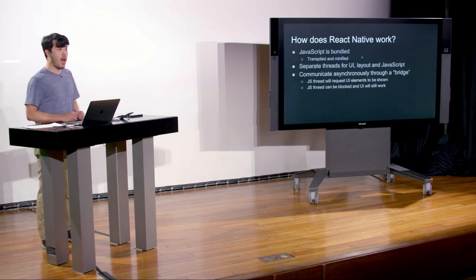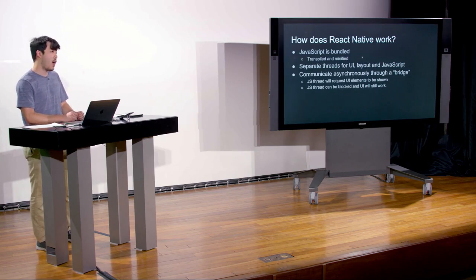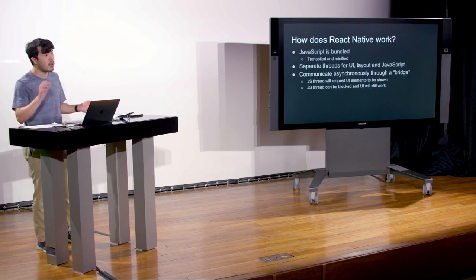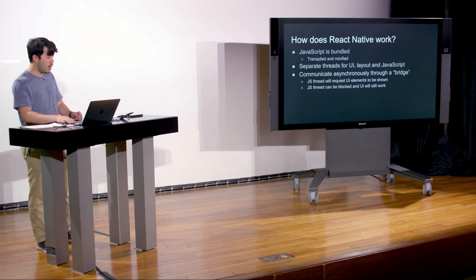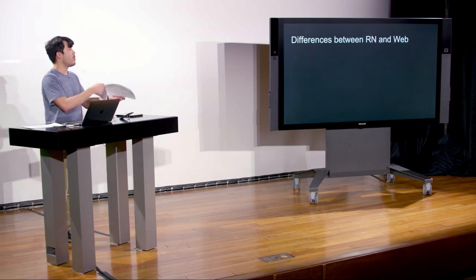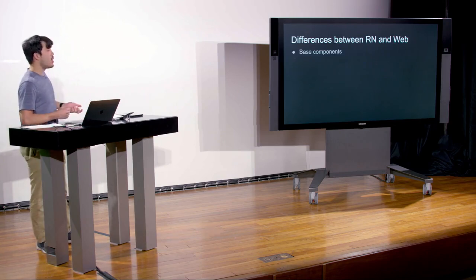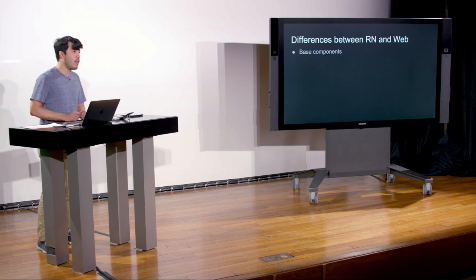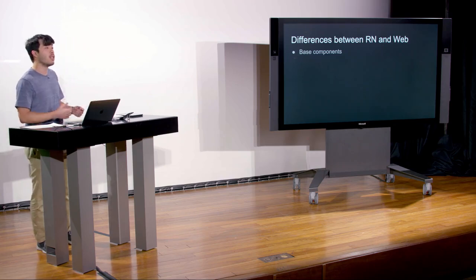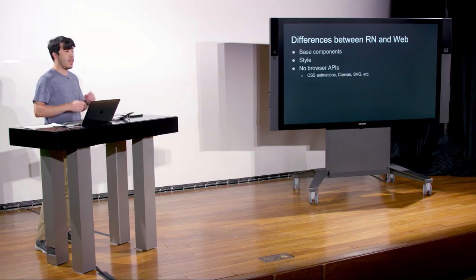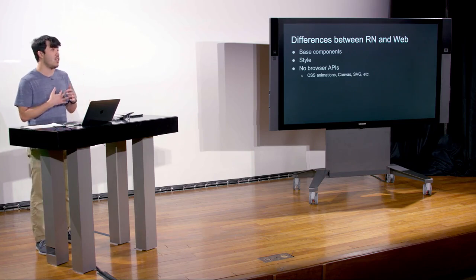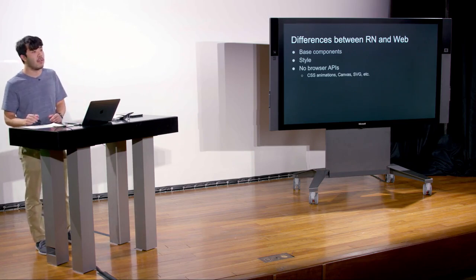So any questions about how React Native works, how these UI and JavaScript threads run separately in the bridge? Great. And so what are some of the differences between React Native and React Web, which we've been talking about thus far? So there are differences in base components. As you saw in my quick example, things like scroll view or capital button do not exist in web. Things like style, the way that you style elements is slightly different in React Native. And you don't actually have browser APIs anymore. So things like CSS animations, Canvas, SVG, things like that don't actually exist in React Native.